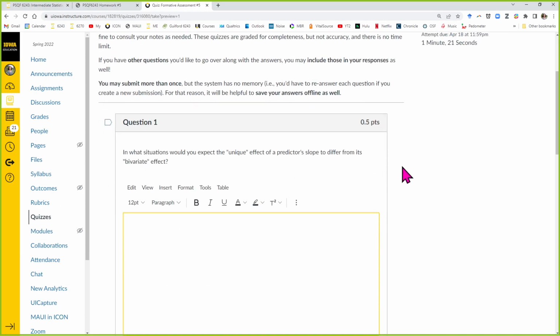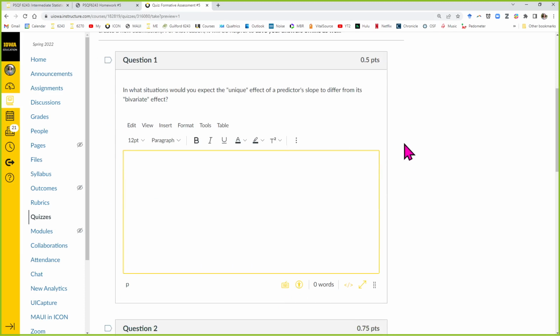So thank you for your efforts in answering these questions and also posing some questions for me. We'll talk about this as a means of review. So in what situations, first question here, would you expect the unique effect of a predictor slope to differ from its bivariate effect? What do you think? When they're inversely related? Yeah.